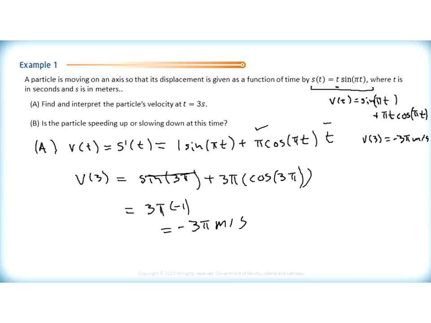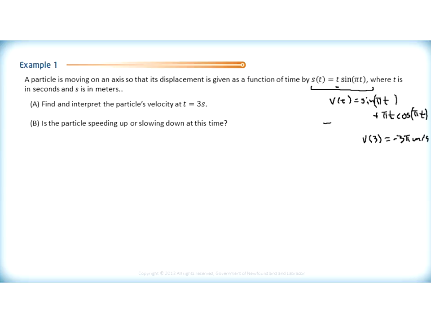So let's ditch all this. We already recorded all the important stuff that we needed. And let's try part B. It says, is the particle speeding up or slowing down at this time? So that's an issue of acceleration. Now, don't be fooled. Just because acceleration is positive or negative doesn't necessarily tell you right away whether or not your particle is speeding up or slowing down. It depends on which direction you're moving. So if you're moving in the negative direction and your acceleration is pointing in that direction as well, you'll be speeding up. But if they have opposite signs, then you'll be slowing down.